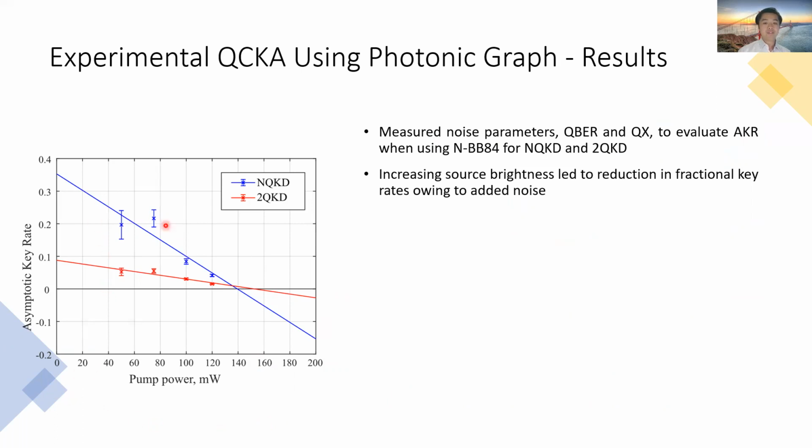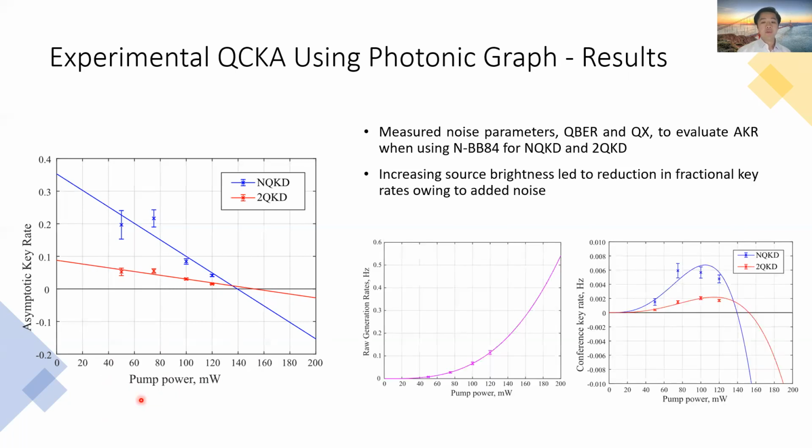Here, the blue data points correspond to the NQKD results, while the red data points correspond to 2QKD. We looked at the fractional key rates for each approach for a range of source brightness that is set by the pump power that we've used. We find that as the source brightness increases, the key rate decreases, and this is due to added noise from the multi-photon terms that are produced in our sources.